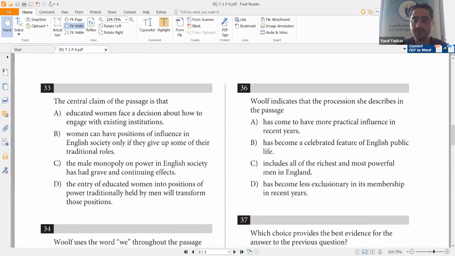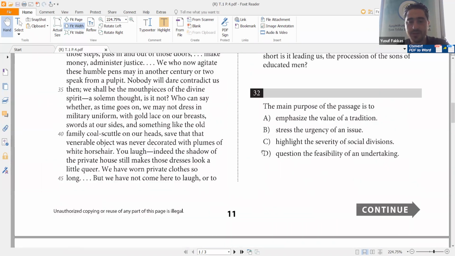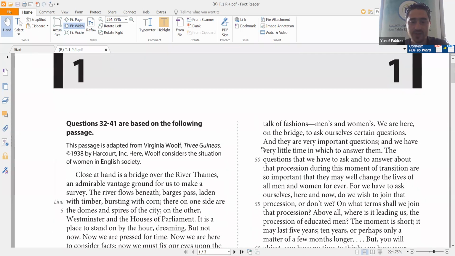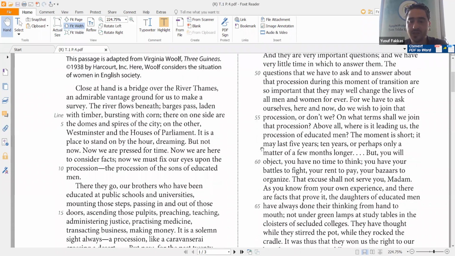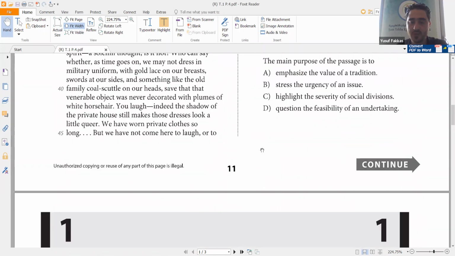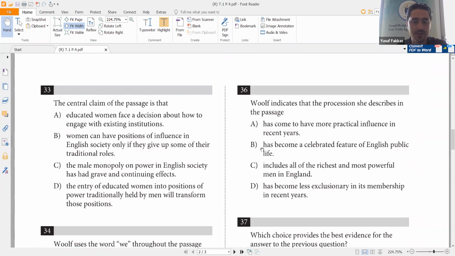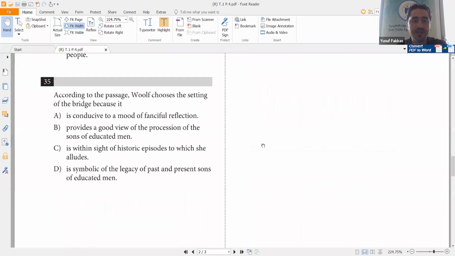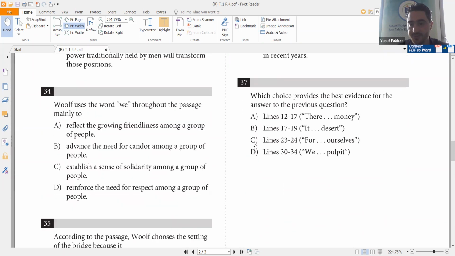Okay, guys, so last time, if you remember, we started reading this passage that was talking about the situation of women in English society. After reading this passage, highlighting the map, we answered some questions from 32 until 35, right? And the last question that we did here was about why she chose the setting of the bridge. And the answer was because it provides a good view of the procession of the sons of educated men.